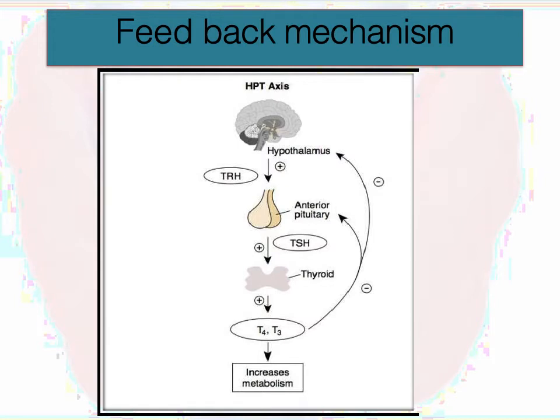Then this is the feedback mechanism of the thyroid hormone. As you can see, from the hypothalamus, thyroid releasing hormone acts on the anterior pituitary, which then releases thyroid stimulating hormone, TSH. It goes to the thyroid and causes the release of T4 and T3, which will increase the metabolism. And then there is a negative feedback mechanism. So this chart is very important, right? Just see, from the hypothalamus, TRH is released, and then it acts on the anterior pituitary, and so on.